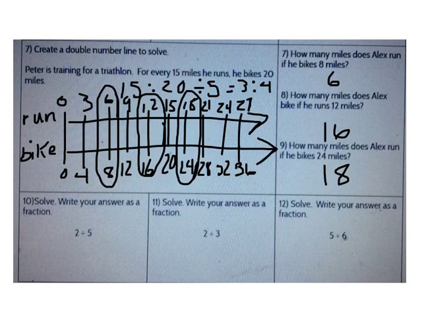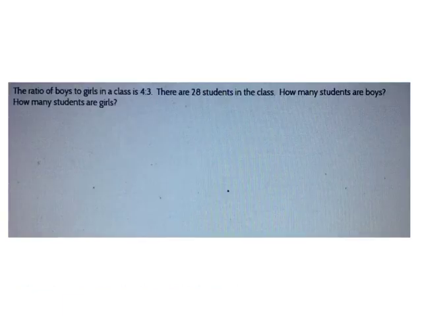Now let's write some division problems as fractions. What's 2 divided by 5? It's 2/5. What's 2 divided by 3? It's 2/3. What's 5 divided by 6? It's 5/6. Today we're going to solve more problems using tape diagrams.